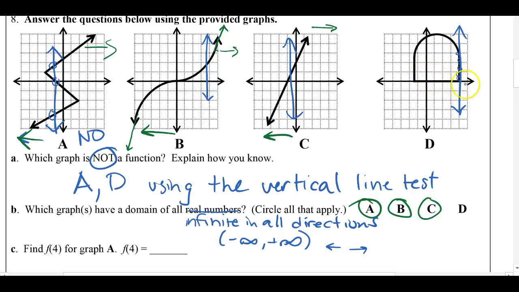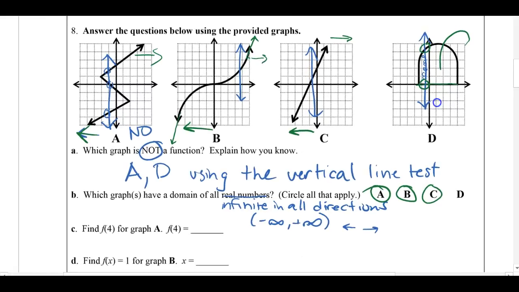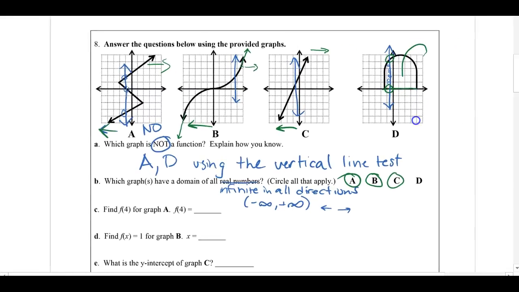And D, as you can see, is a shape, and I just now noticed, is a shape that has a line here at the bottom as well. So going back to the vertical line test, it's actually hitting right here and here. And it has no arrows going to the left or right, so that is not a graph that has an infinite domain in all directions.